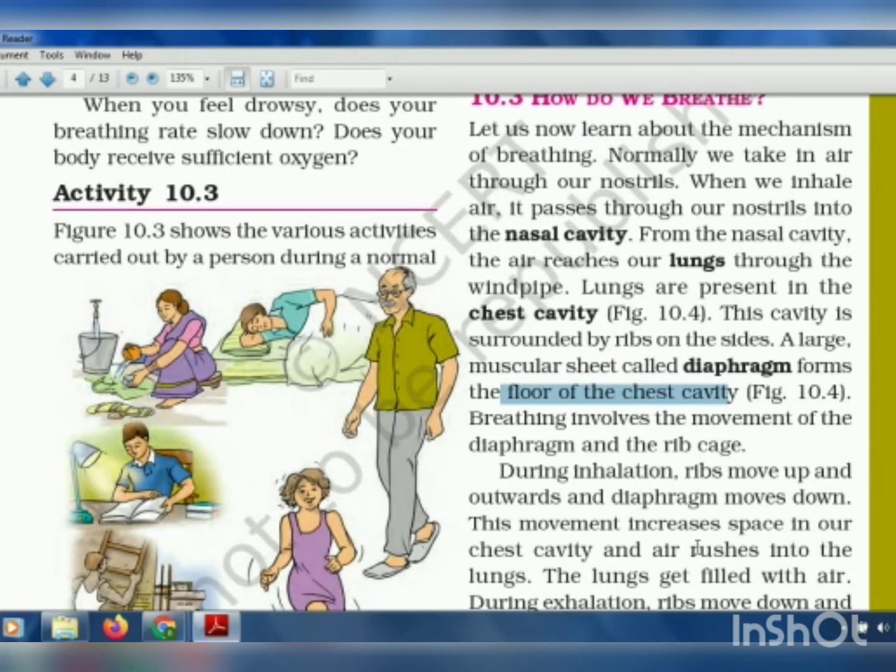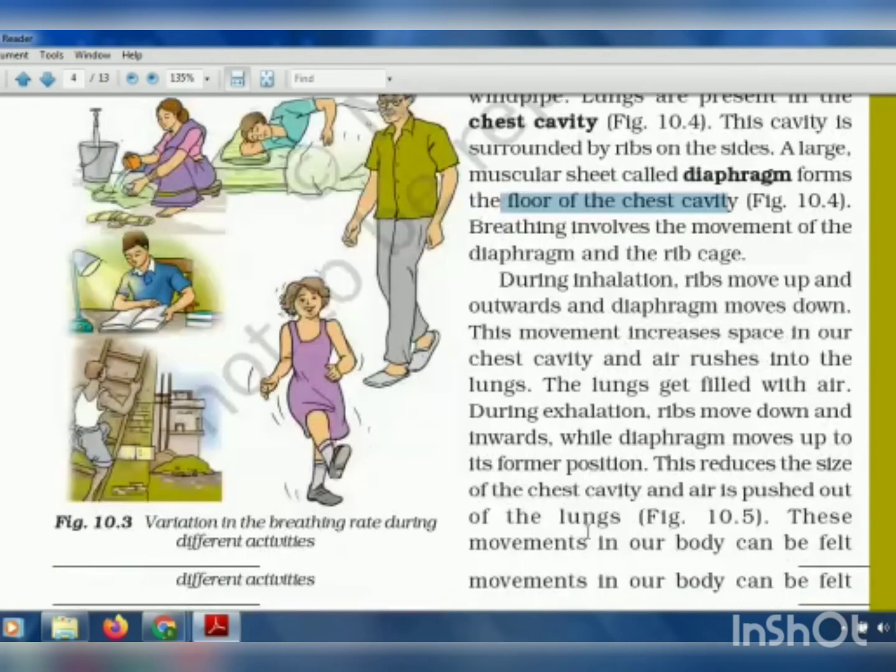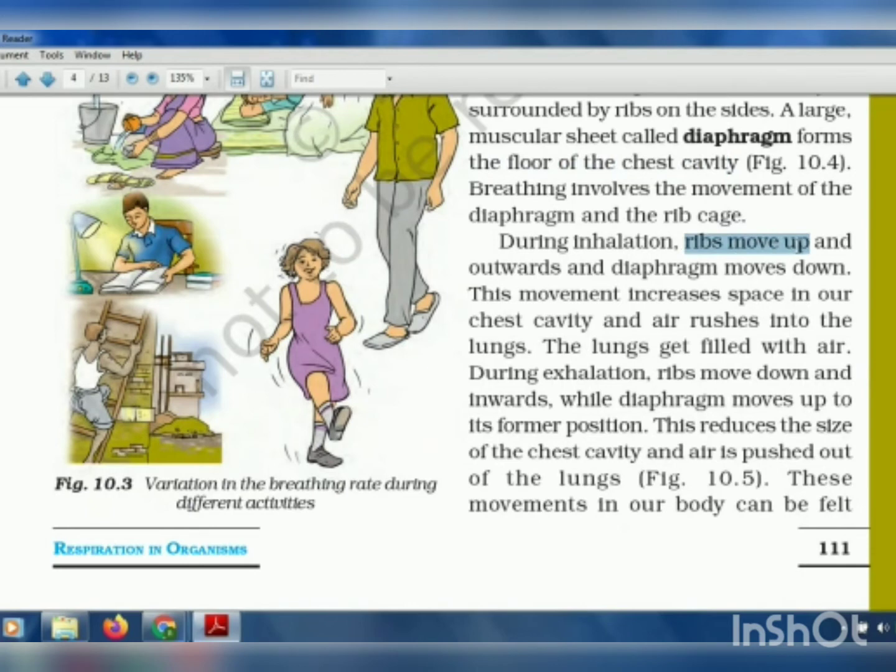Now, what happens when we breathe? What happens to the diaphragm and the rib cage? During inhalation, the ribs move up and outwards, and the diaphragm moves down. This movement increases the space in our chest cavity and air rushes into the lungs, and the lungs get filled with air.